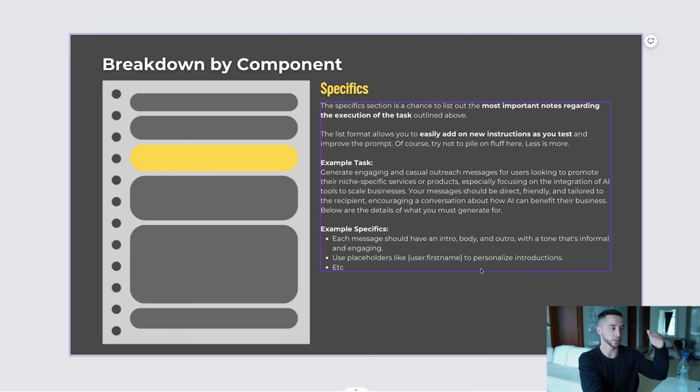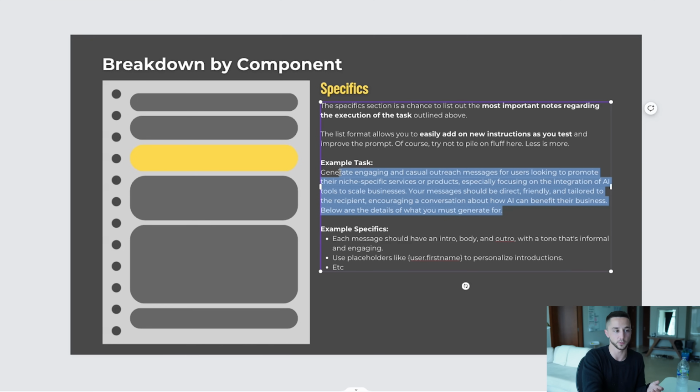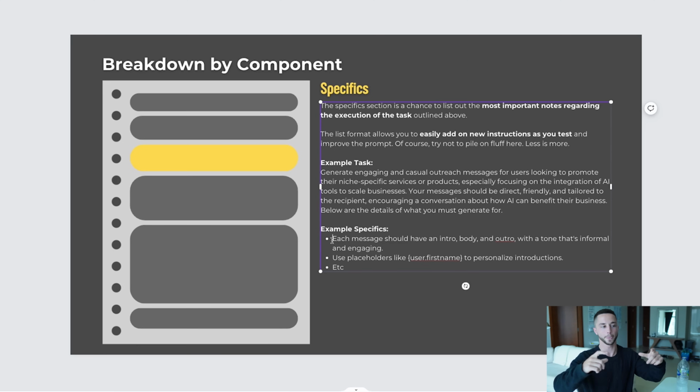Next, we have the specific section, which is below the task, and this is really an addition to the task. So to not get it too bloated on the task component, you can then have important bullet points that reiterate more instructions or important notes regarding the execution of the task. So using the example of the outreach message generator prompt, examples of specifics for this might be: each message should have an intro, body, and outro with a tone that's informal. Use placeholders like this. So it's a list of additional points that, outside of just the core part of the task, you can give as additional bullet points, which is pretty handy when you're editing the prompt. If you think it's not doing something correctly, you can just easily add another bullet point on. So this is where I will do most of my modification when I'm writing my prompts.